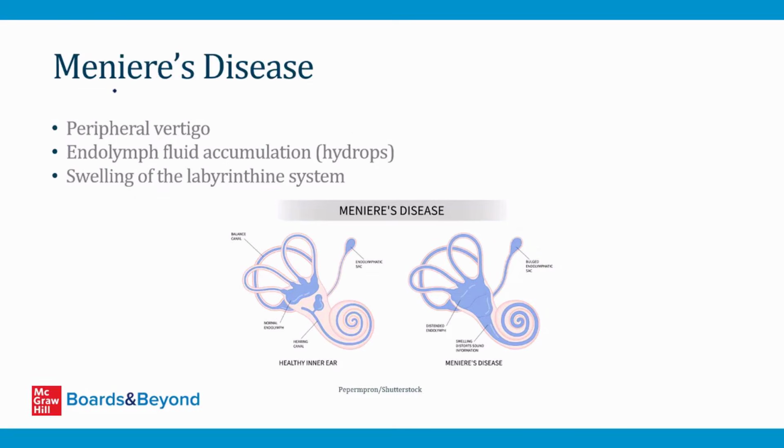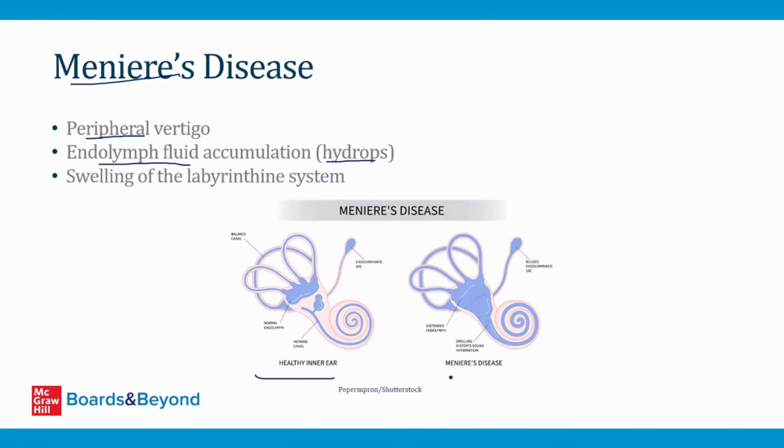And then the final disorder we'll discuss in this video is Meniere's disease. This is a cause of peripheral vertigo due to endolymph fluid accumulation, also known as hydrops. So if you look at these images on the screen, they pretty nicely show the pathophysiology of Meniere's disease. So there's always some fluid found in the cochlea and the vestibular system and the semicircular canals, just like you see over here in this image on the left.